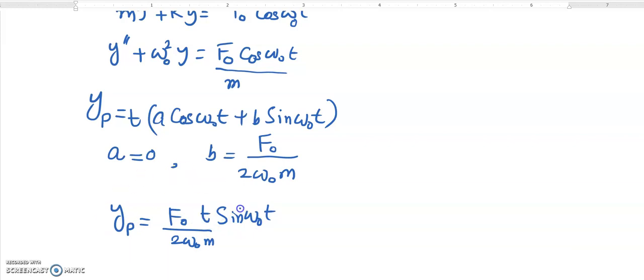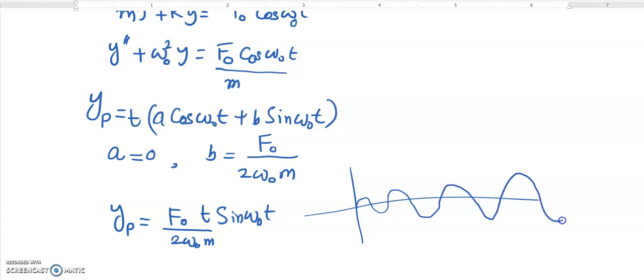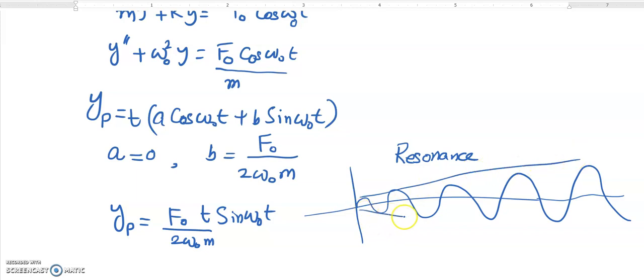Since the particular solution is multiplied by t, if I plot it, the graph will be something like this. With the passage of time, the amplitude will keep increasing. Since this is an undamped situation, and the driving force frequency is almost equal to the natural frequency of the system, in the case of resonance the amplitude of the motion will keep increasing in both directions.